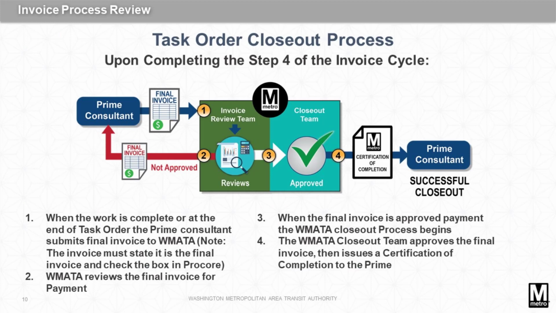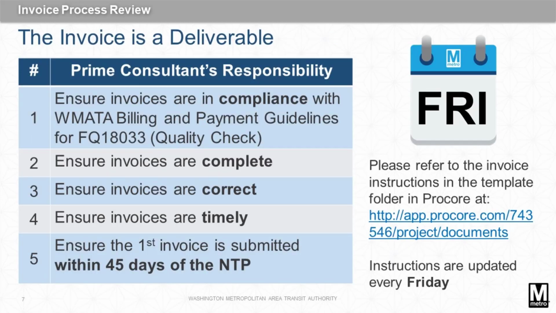For final invoices, when the work is complete, the Prime consultants submit the final invoice to WMATA. The last invoice should include the words Final Invoice on the invoice, and the appropriate field in Procore should be selected. Once it's approved for payment, the task order team will close out the task and issue a certification of completion to the prime. This concludes the invoice training.